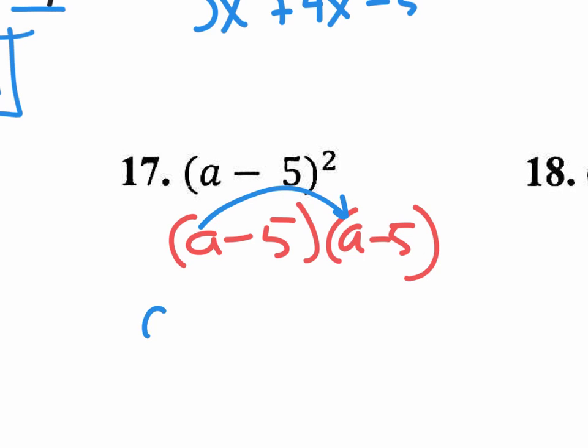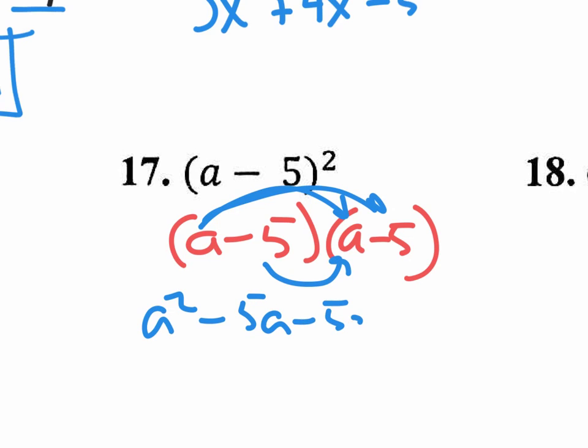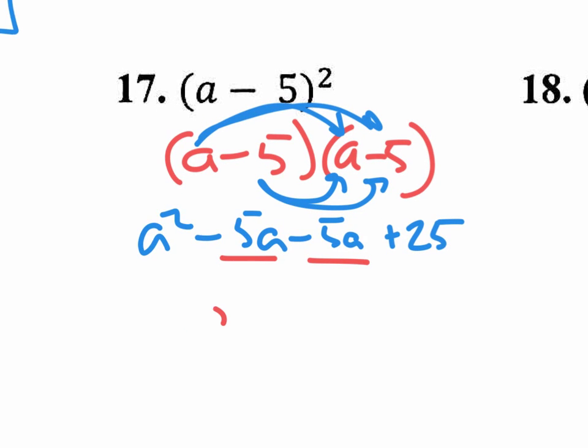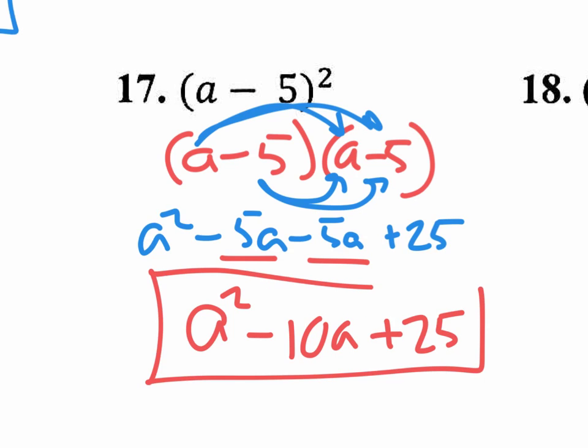A times a, a squared. A times negative 5, negative 5a. And then negative 5 times a is another negative 5a, and negative 5 times negative 5 is a positive 25. And the middle terms do not cancel out. The middle terms actually become negative 10a. So my final answer on number 17 is a squared minus 10a plus 25. And there's my quadratic trinomial for number 17.